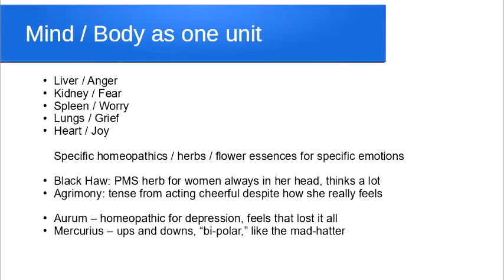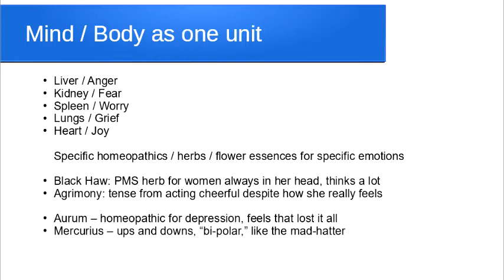Because we have the mind-body connection as well, pairings of different organ systems with emotions, like liver to anger, kidney to fear. That's one reason why I care so much about the emotional stress that my clients are going through, because it's not just affecting their emotions, it also affects their whole body. As well, we have to consider what specific emotions they have, and there might be emotions paired with specific remedies or herbs. For example, Agrimony tends to be for someone acting cheerful despite how they really feel. That's a very specific description. Black cohosh is a good herb for PMS, for women who are overthinking, always in their head.